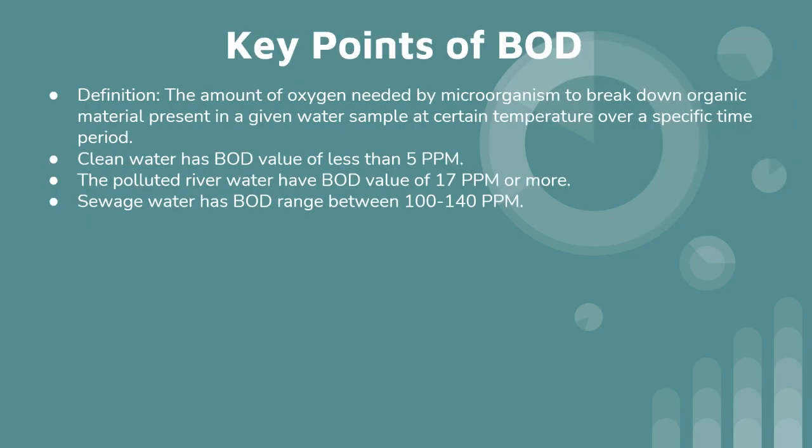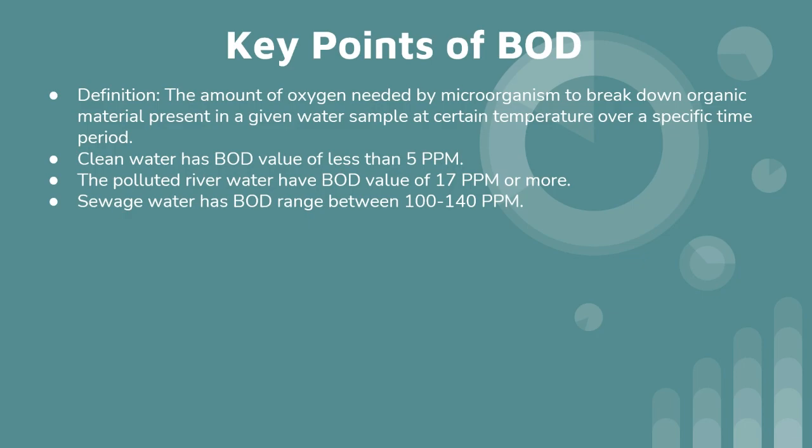Now moving on to next, we need to know the key points of BOD. Definition: the amount of oxygen needed by microorganisms to break down organic material present in a given water sample at a certain temperature over a certain time period. So we need microorganisms to break down the organic material. In a given water sample, we consider the water sample as 2 liters, at a certain temperature. We consider the temperature as 20 degrees centigrade over a specific time period, and we take the time period as 5 days.